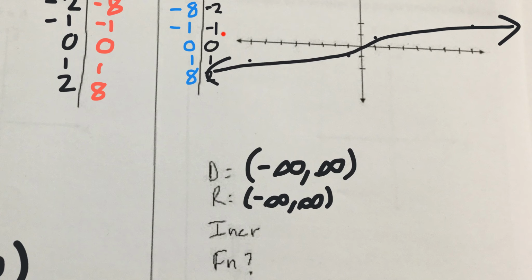And again, increasing or decreasing. If I walk left to right, the graph is going up. Slowly, but it is going up. And it's still going up, and it's still going up. So this graph is always increasing. So it's increasing from negative infinity to positive infinity. And it again passes the vertical line test. So it is also a function.